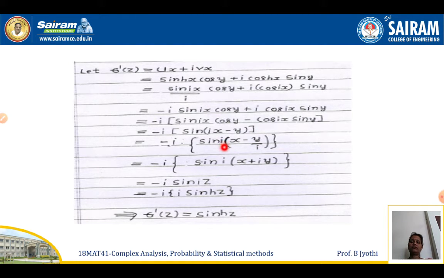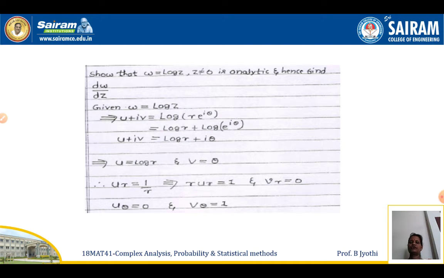By taking the i outside, so minus i into sin i of x plus iy we get it, or minus i of sin of i into z, that is minus i of sin hz. i and i will be minus 1, already minus is there, so it will be plus 1. Therefore, f dash of z is equal to sin hz.